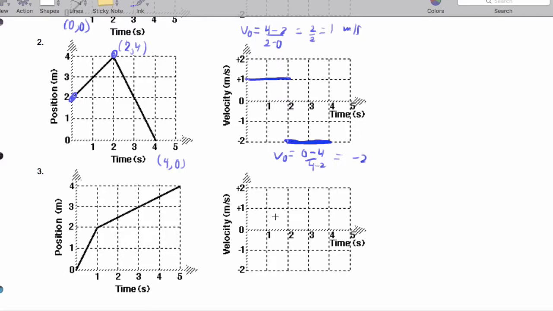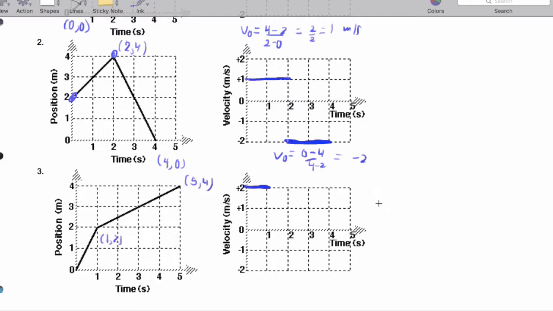For the third graph, we are going to get this in 2 pieces. So we have one part going from 0 to 1 second. We can actually read the slope as 2 there. And when you calculate the slope here, again, this coordinate is 5, 4. This coordinate here is 1, 2.